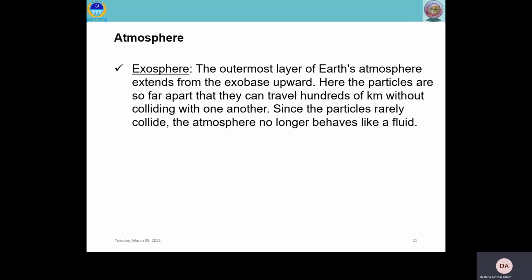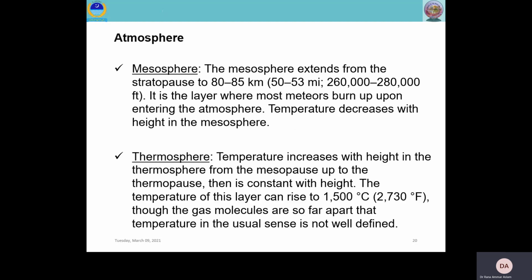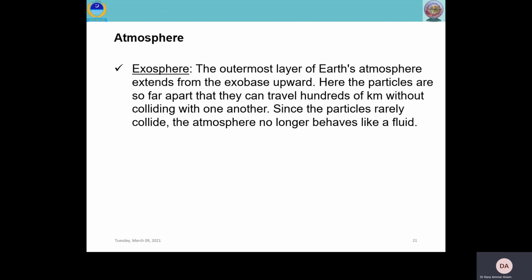So the last layer is the exosphere. This is the outermost layer of Earth's atmosphere. It further extends upward from the thermosphere, and it has no limits, right? Maybe it extends to some 6,000 kilometers. Here the density is very low, and the particles are very far apart from each other, such that they can travel hundreds of kilometers without any collision.